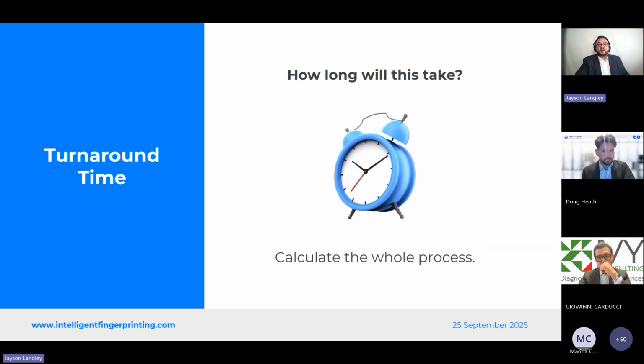Next criteria is turnaround time. How quickly can you get results, and how quickly can you act on them? In many workplace scenarios, speed is critical, whether you're screening employees before a shift or if you're responding to post-incident situations. When you're calculating the turnaround time, it's also really essential to calculate the entire process.